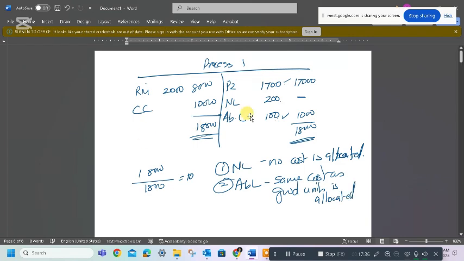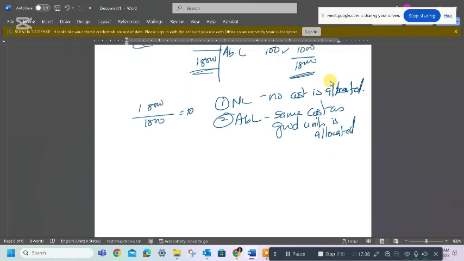Then what will happen? We will have a separate account known as abnormal loss account. These 100 units, $1,000, you complete the double entry here. 1,000 units, here you say process account, process 1. Sometimes these 100 units may have a scrap value. That means if it is a defective unit, you can sell it in a secondary market for a small value.